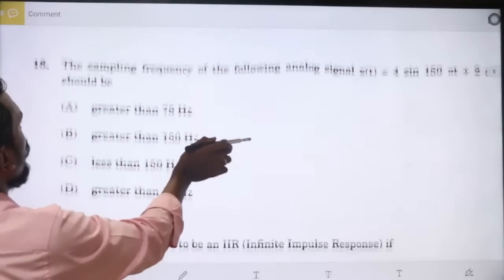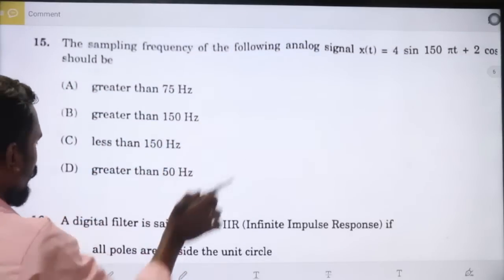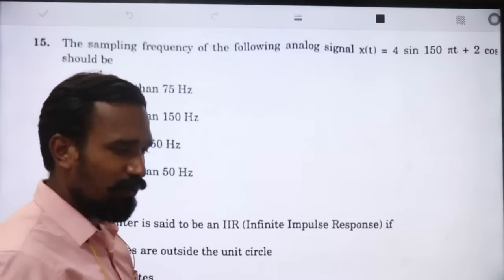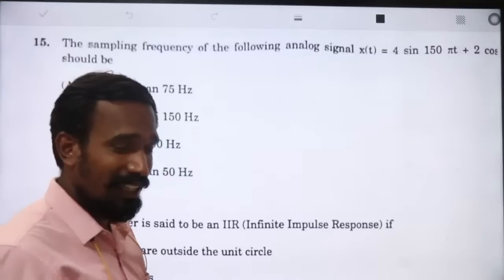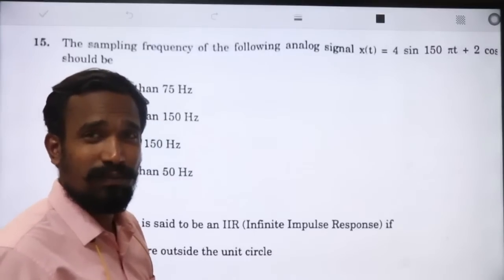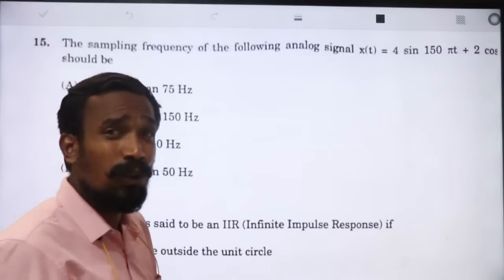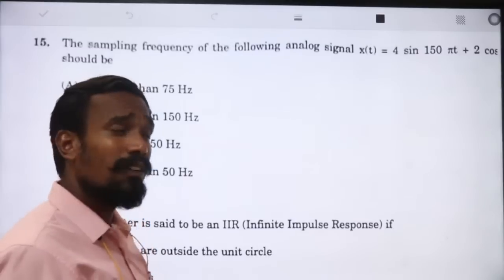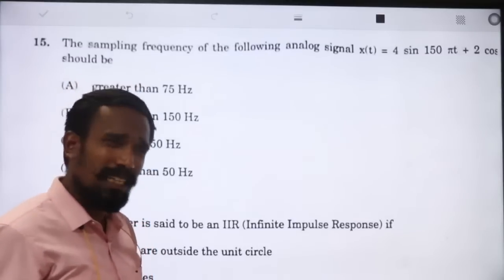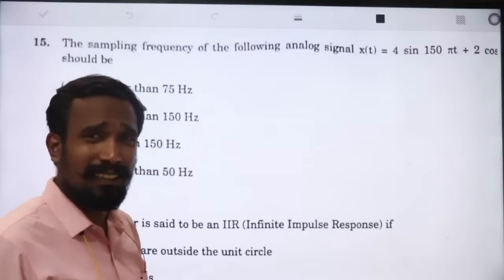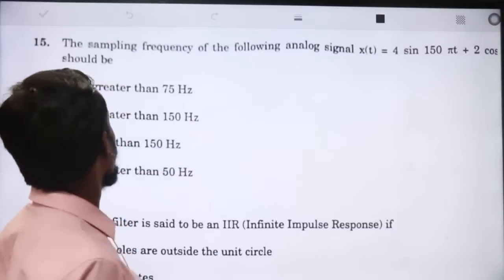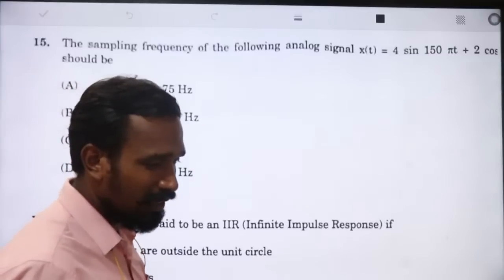Next, the 15th and 16th are also from signals and systems again. Around 10 questions came from signals and systems. Most of the questions are from the notes only. And our faculty have also taken many classes for you for practice like that. Maximum questions came from signals and systems really.